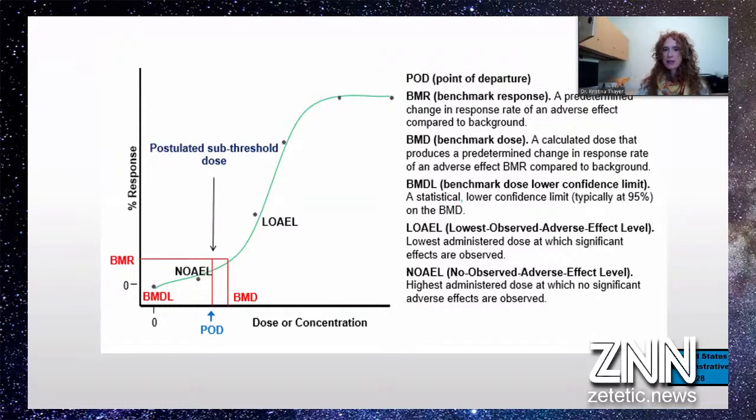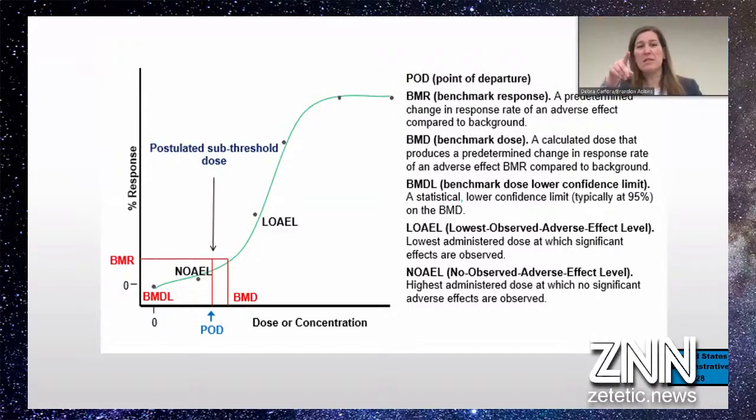And if the benchmark dose approach wasn't appropriate, then we would try to find out whether or not the POD could be based on a LOAEL. And what is a LOAEL? That would be the lowest administered dose at which significant effects were observed. So is there a relationship on this dose response curve that could help the court understand the distinction between the two?